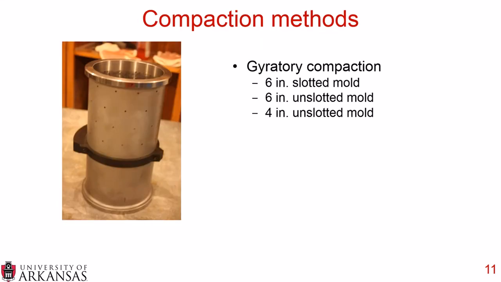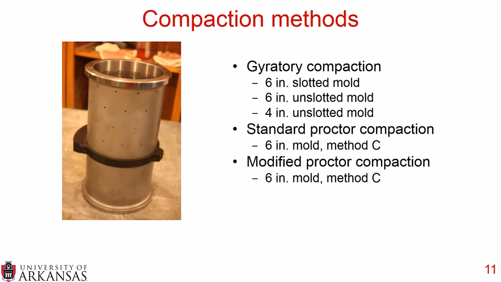For the compaction methods, we used the Superpave Gyratory compactor. We used a 6-inch slotted mold, a 6-inch unslotted mold, and a 4-inch unslotted mold. We did both standard and modified Proctor compaction. Both of them used a 6-inch mold. Both of them used method C based on the gradation. And I hope you're asking the question, what is a slotted mold?